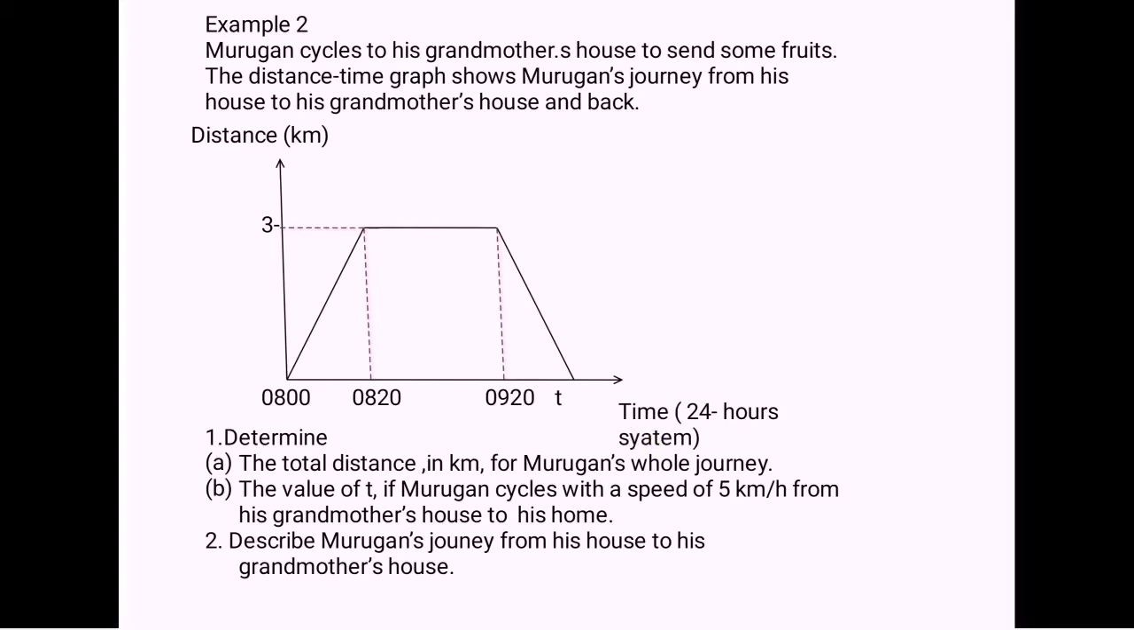Question 1. Determine the total distance in km for Murugan's whole journey. Let's see the question for B. The value of t if Murugan cycles with a speed of 5 km per hour from his grandmother's house to his home. Number 2. Describe Murugan's journey from his house to his grandmother's house. Let's see the solution.